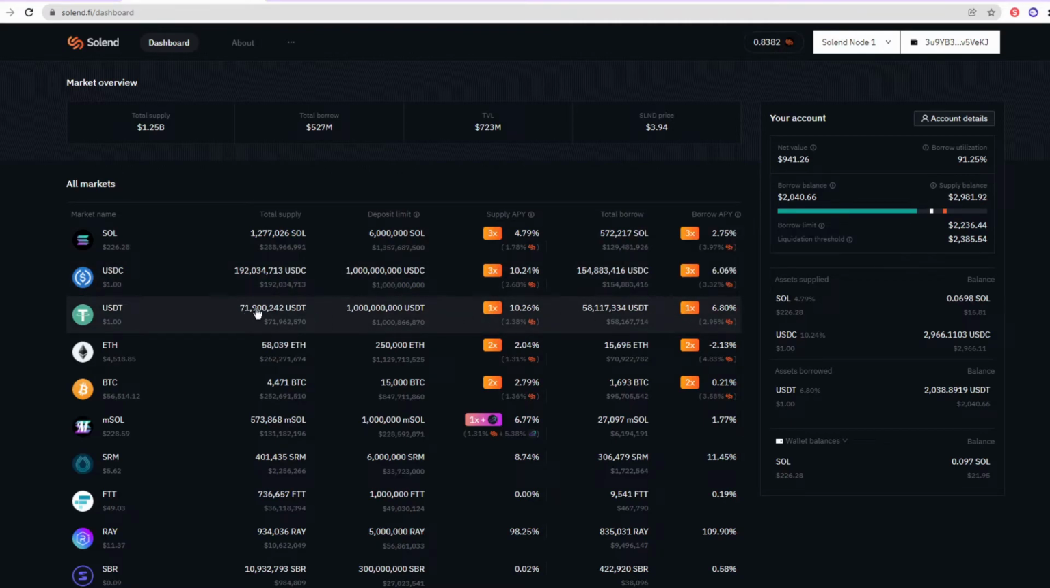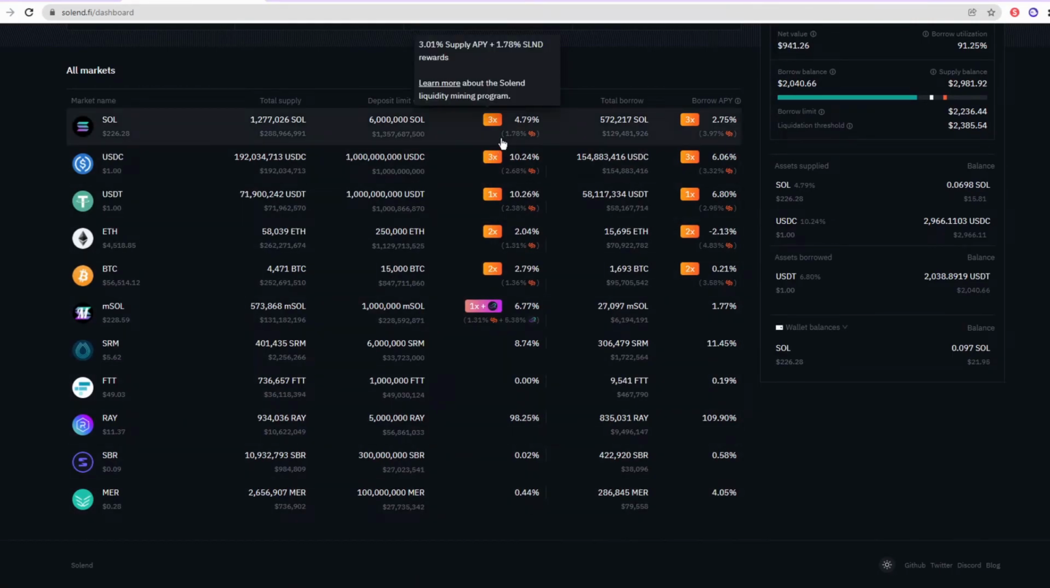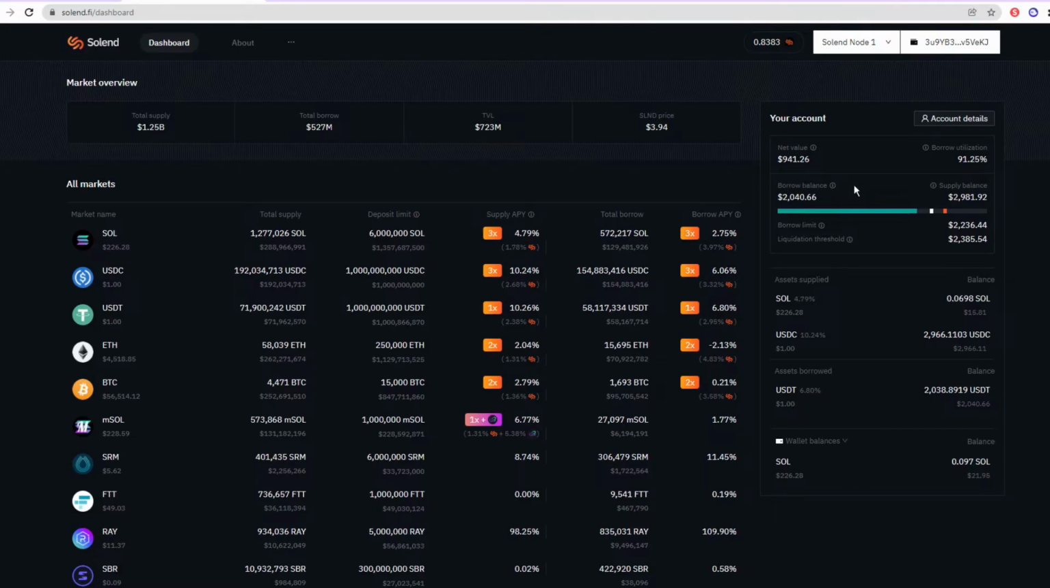Let's say you supply 1,000 coins in total, you will be able to borrow up to 75% of the supplied coins. So for instance, if you supply 1,000 USDC, you will be able to borrow 750 USD worth of coins. That means you can borrow any coins in this list up to a value of 750 USD. That's 75%.